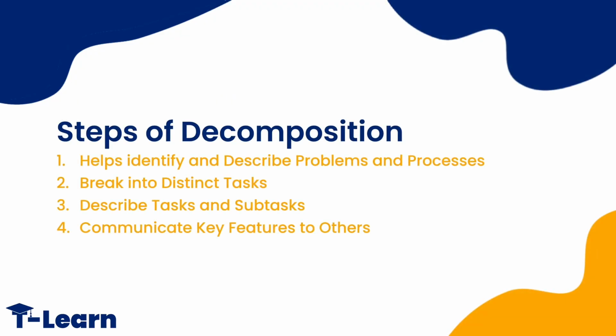There are four main steps of decomposition. 1. Identify and describe problems and processes. 2. Break into distinct tasks. 3. Describe the task and the subtask. And 4. Communicate key features to other members of the group.